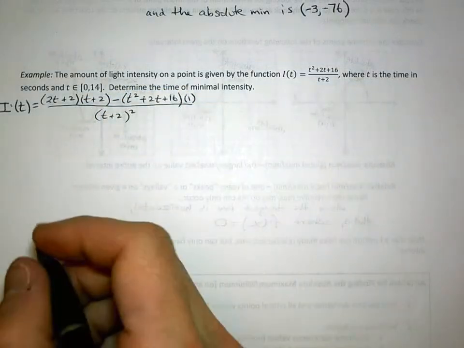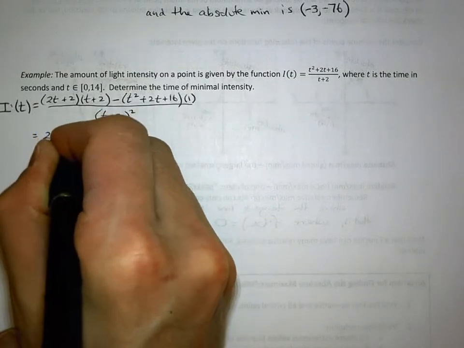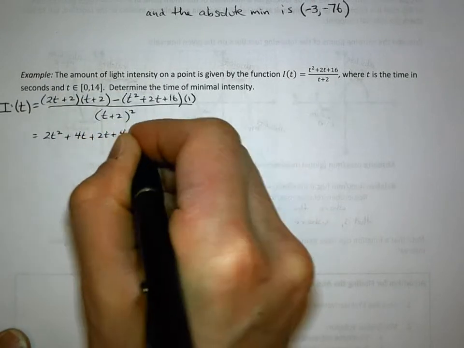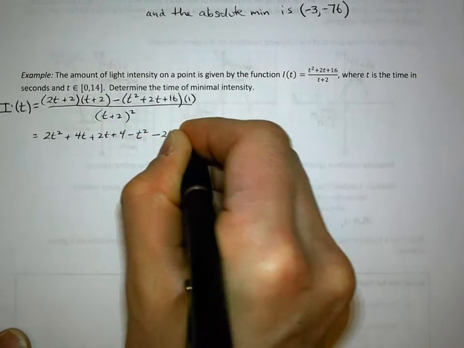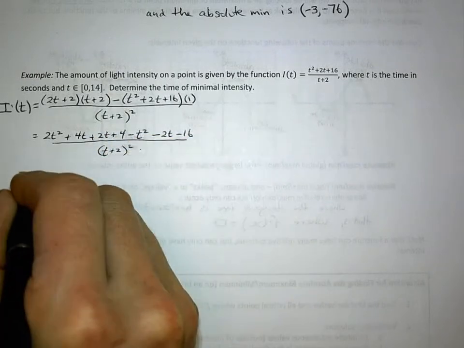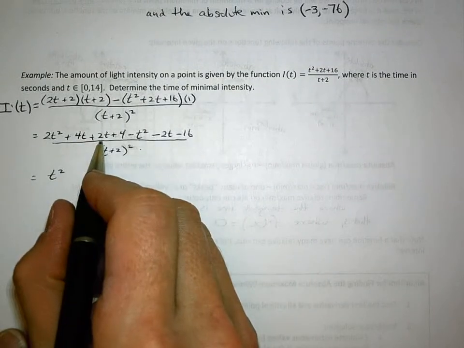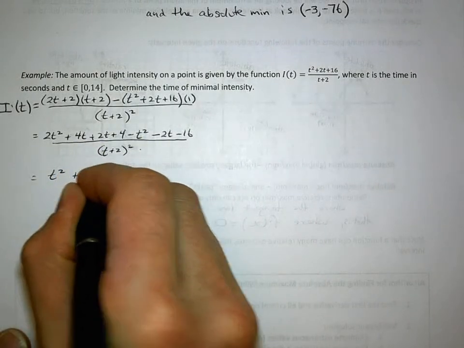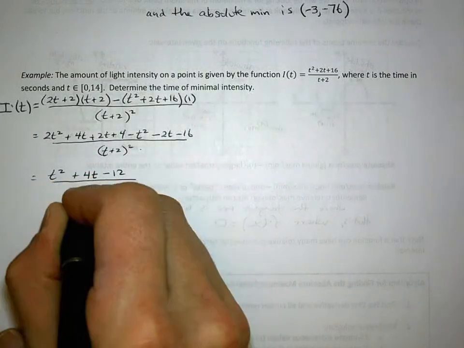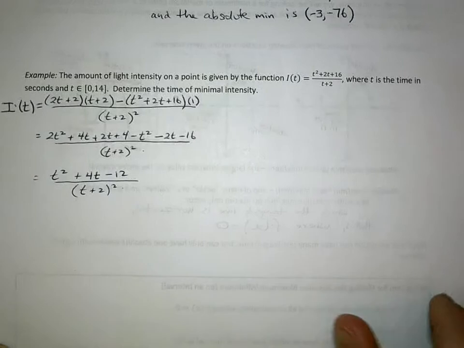Okay, and now I'm going to clean this up a little bit. I'm going to expand so I can collect my like terms. So I end up with 2t squared plus 4t plus 2t plus 4 minus t squared minus 2t minus 16, all over t plus 2 squared. Now let me clean this up. I have 2t squared minus t squared, so I get t squared, plus 4t, and 4 minus 16 is minus 12. And that's over t plus 2 squared. What am I trying to do again? Oh yeah, I want to find the min points.